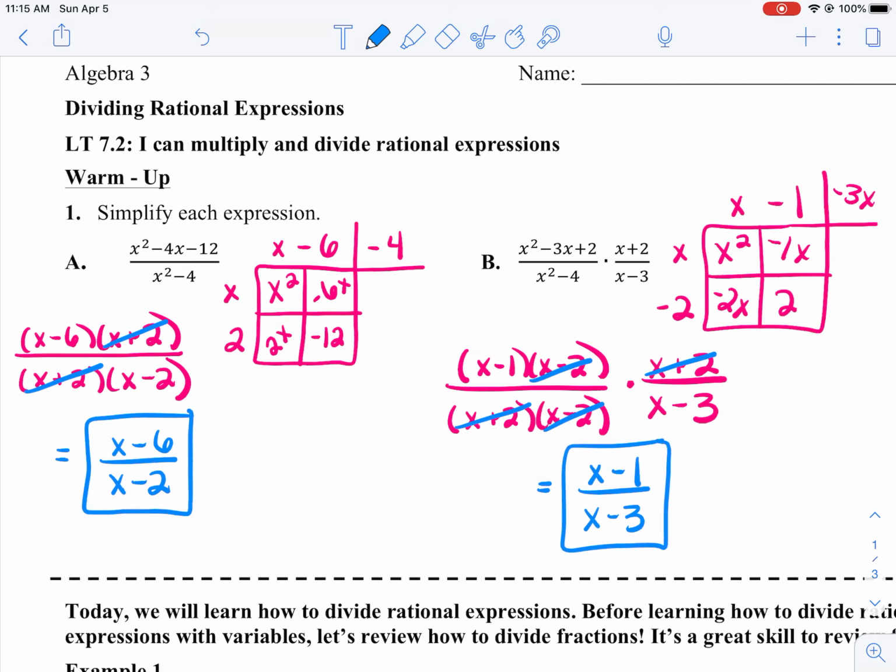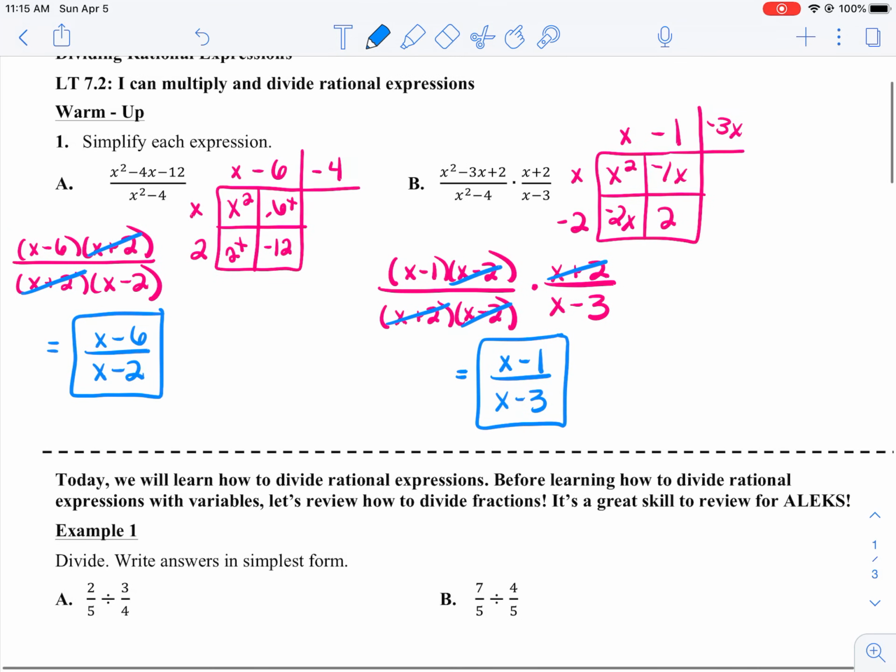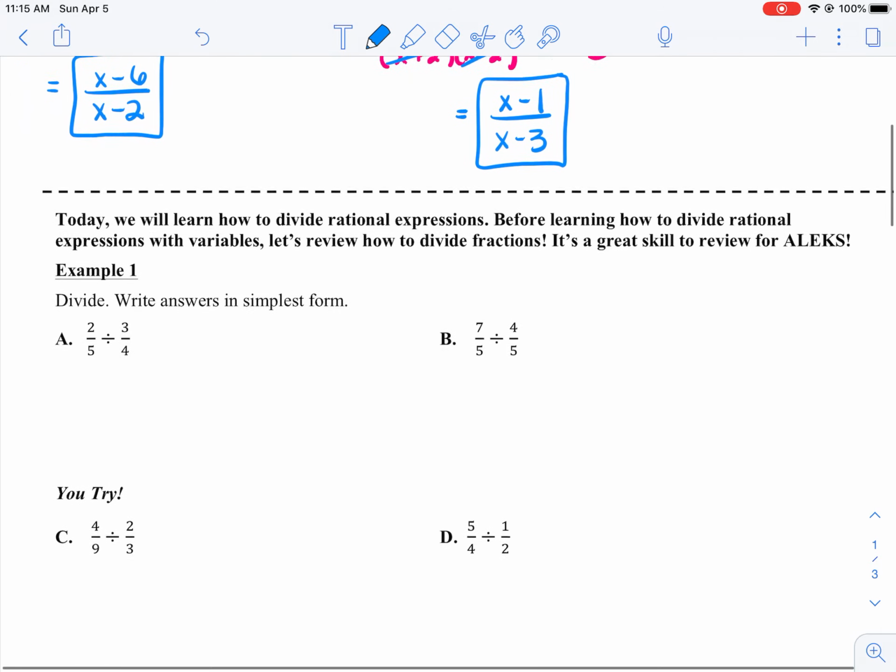And that is your final answer. Okay, so that kind of summarizes the first two lessons, simplifying and multiplying. So today we're going to move into dividing. Now the good news is if you understand how to multiply, then dividing is going to be easy. There's just one extra step at the beginning.